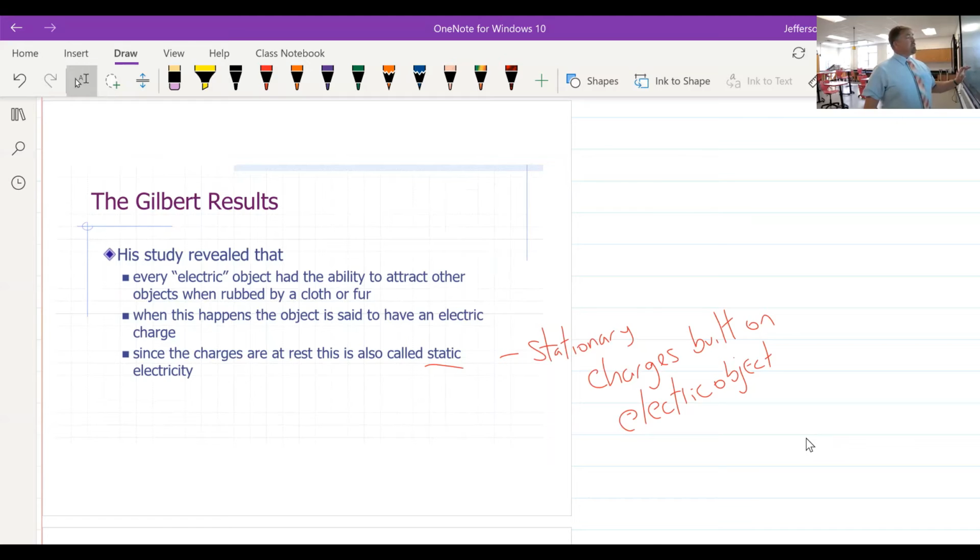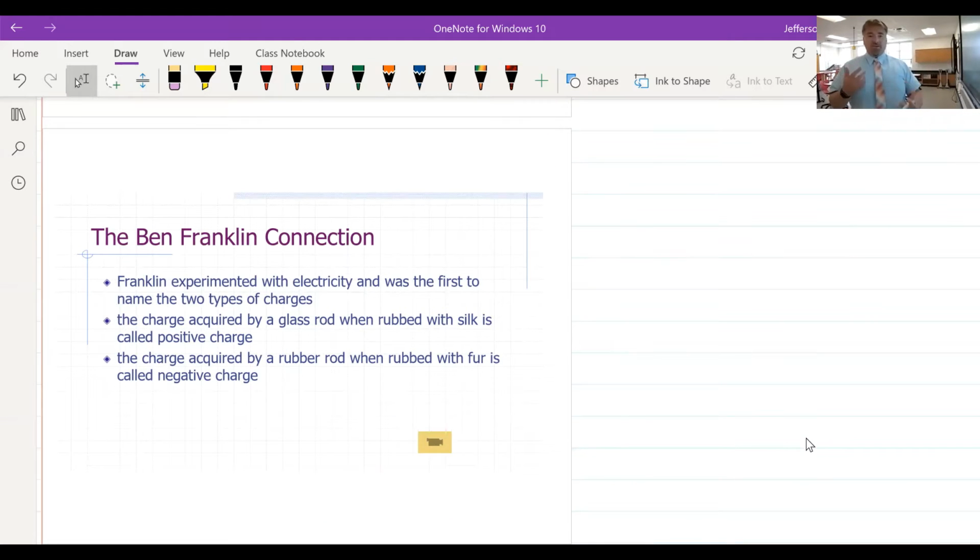The next person that came along to do some investigation was Ben Franklin. You may have heard the story of Ben Franklin flying the kite in the lightning storm and getting an electric shock off the key that he put on there. It turns out that was a true story. He actually did attempt this. He was not the first person to attempt it, but he was one of the first people to attempt it and live, which is why he gets credit for this. He was then able to examine these things a little more carefully.